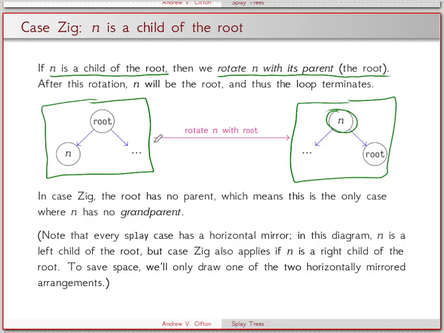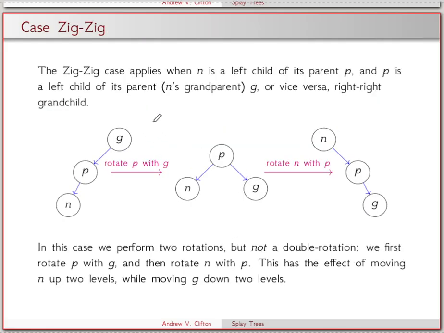Now, one thing I'll mention is, of course, there's a mirror image of this one that looks like root and then n down here on that side. I'm not going to draw all the mirror versions of these cases, so I'm only going to draw one half of the cases, and then there's just the mirror image left-right of the other one. So just to save some space, I'm only going to draw half of the stuff here. So zig is easy, just one rotation, and then we're done.